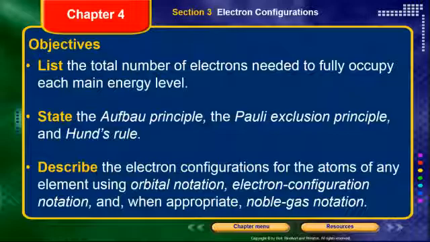Second, there are three rules that we need to learn. State the Aufbau principle, the Pauli exclusion principle, and Hund's rule. Three very, very important rules. If you can remember those, it's going to make this next objective very easy. Third, describe the electron configurations for an atom of any element using orbital notation, electron configuration notation, and, when appropriate, noble gas notation. Again, three different notations, three different rules. It's going to make it a lot easier on you.